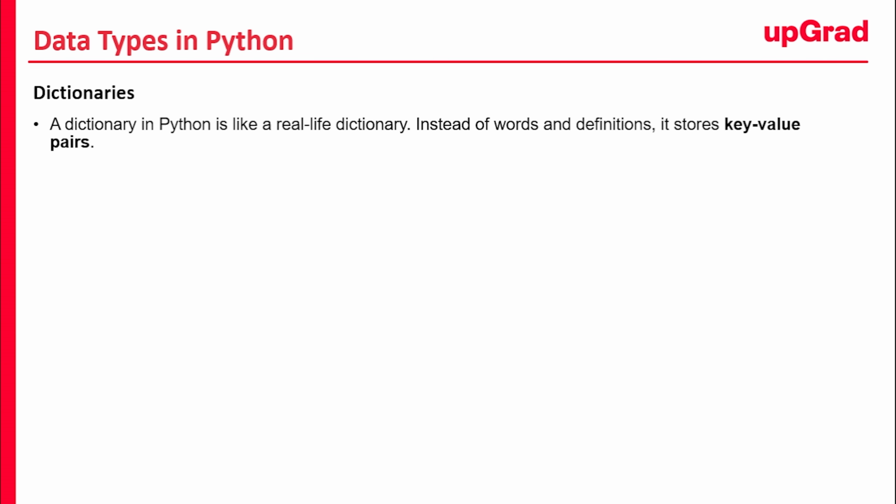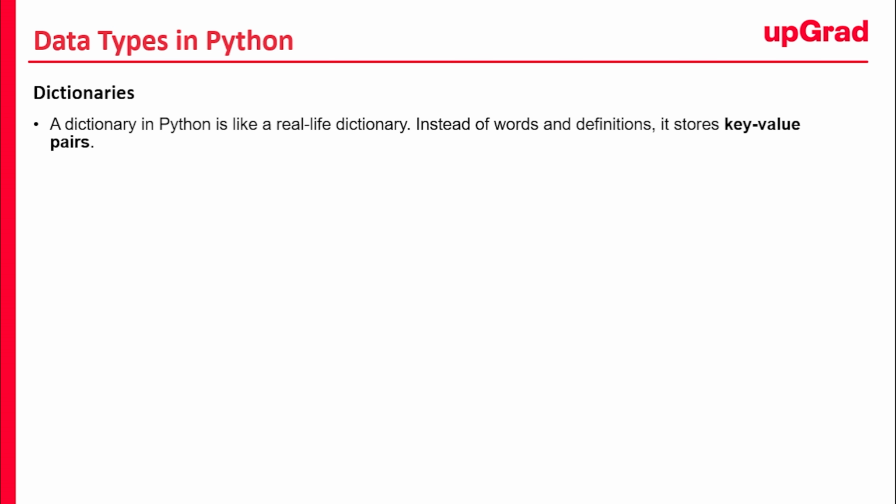So the next element is dictionaries. Let's finally talk about dictionaries. A dictionary in Python is like a real-life dictionary itself, okay. Just instead of words and definitions, it stores key-value pairs. What are key-value pairs? I'll show it to you in the code itself. The key is like a word, okay, and the value is like a definition.